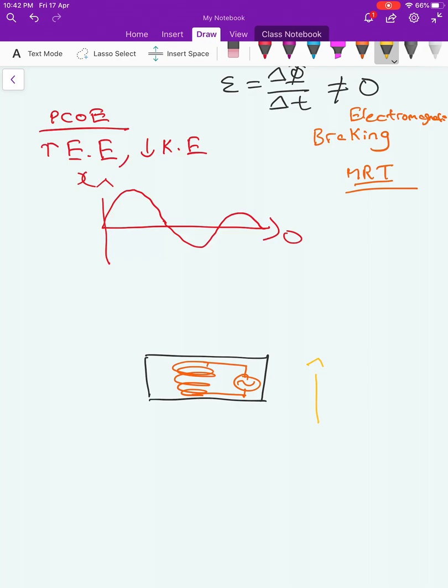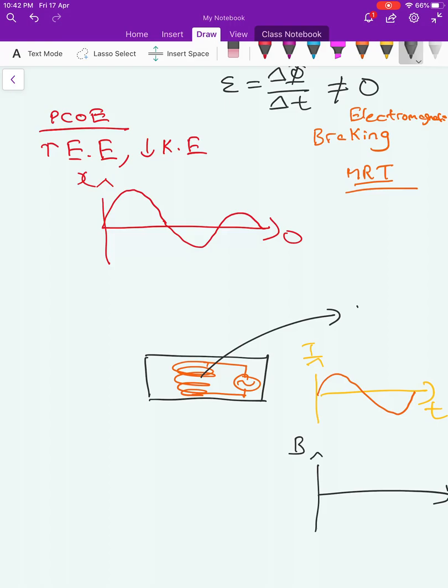Okay, AC. So AC current is your alternating current. Alternating current is your current is not in one direction. Okay, your current against time. So your current is fluctuated. Okay, so this we will learn in alternating current. So if your current fluctuates, it means your B field also fluctuates.